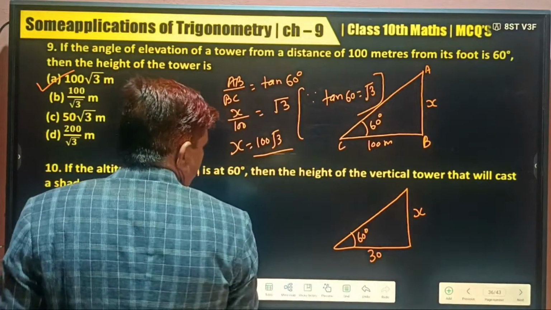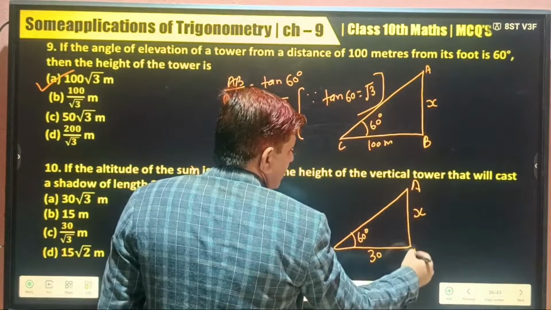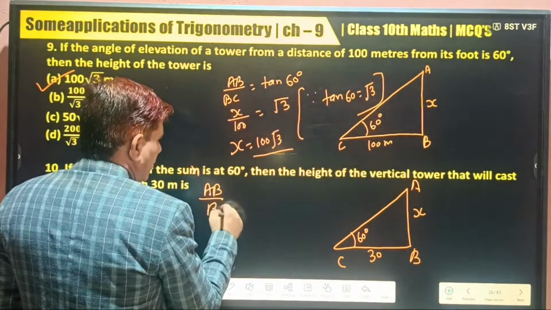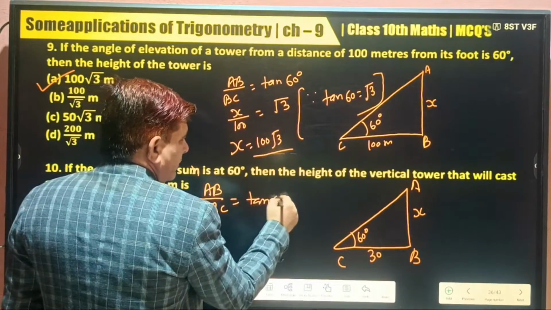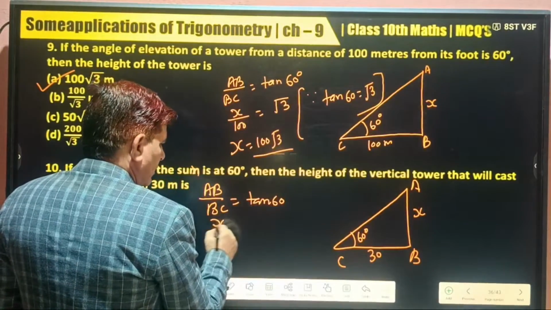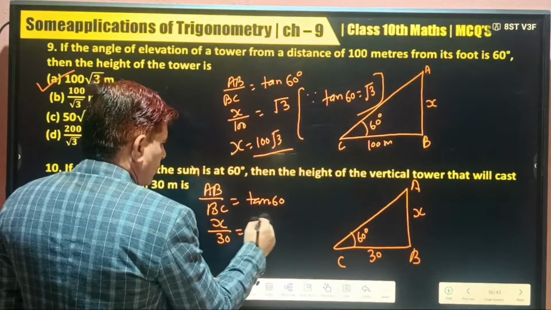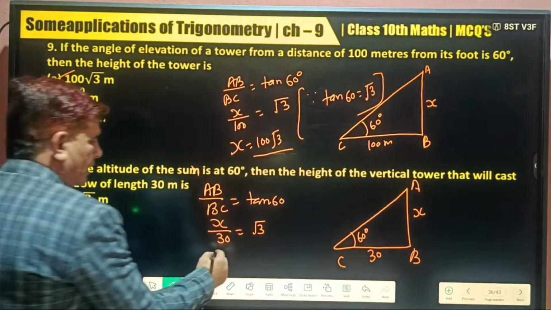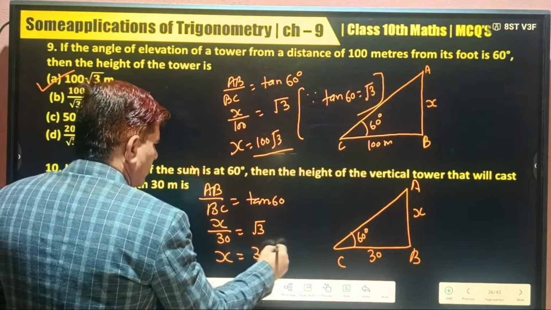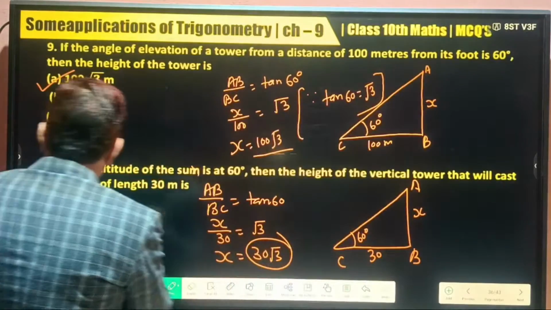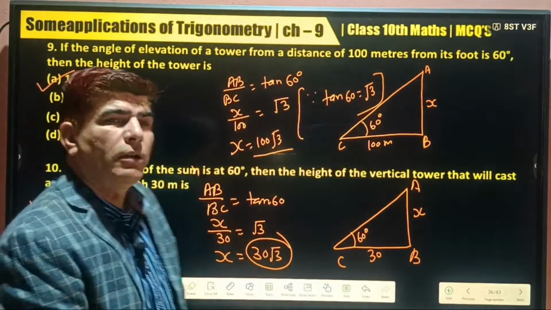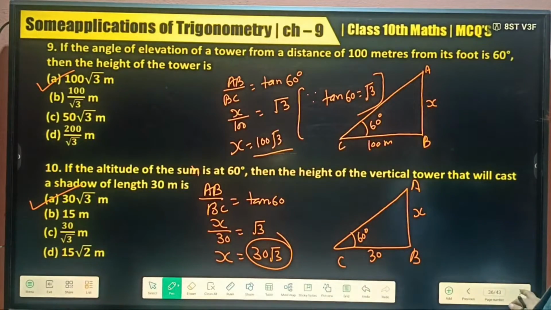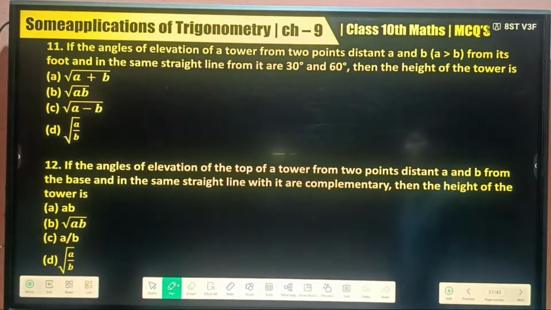So what does this become? Again this ABC. So what we can say? AB by BC is equal to tangent 60. AB x by 30 is equal to under root 3. So what's the value of x? X is equal to 30 under root 3. So again you can understand, all are very easy. So in this way we can solve, all are related to this.